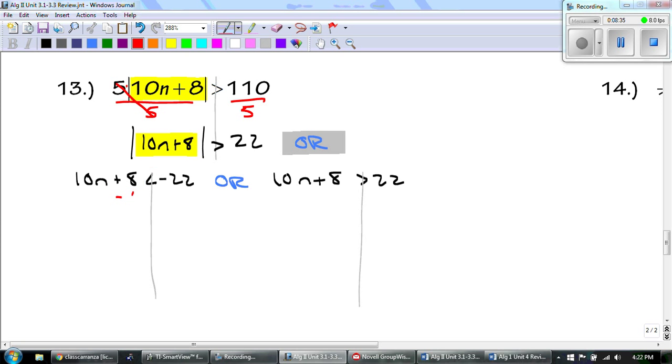So my first step is to subtract 8 from both sides. We get 10n is less than negative 30. Divide both sides by 10, and we get n is less than negative 3.